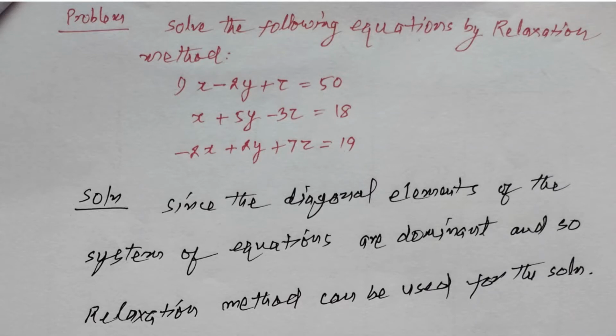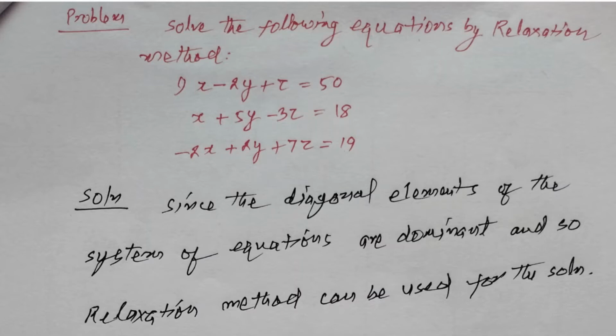Now, the method is explained by the following example. That means we are going to solve a problem by the relaxation method. The problem is: solve the following equations by the relaxation method. The equations are 9x minus 2y plus z equal to 50, x plus 5y minus 3z equal to 18, minus 2x plus 2y plus 7z equal to 19.